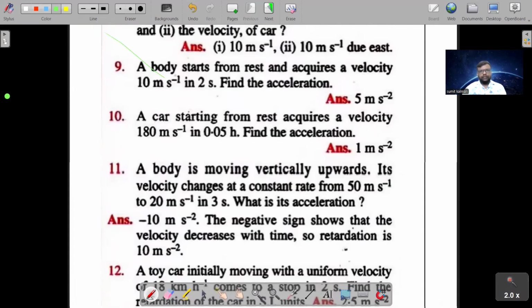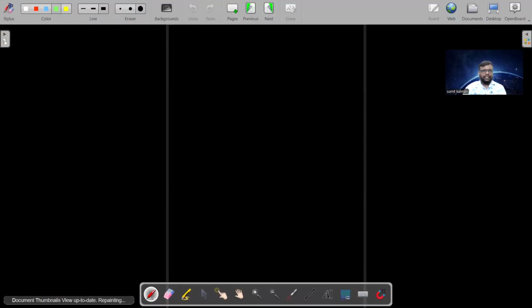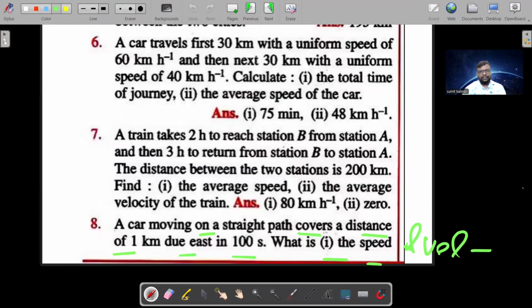See, from what they're saying in the problem, a body starts from rest and acquires a velocity of 10 meter per second in 2 seconds. You have to find the acceleration. So students, here a body is starting from rest. Suppose A is the rest position.